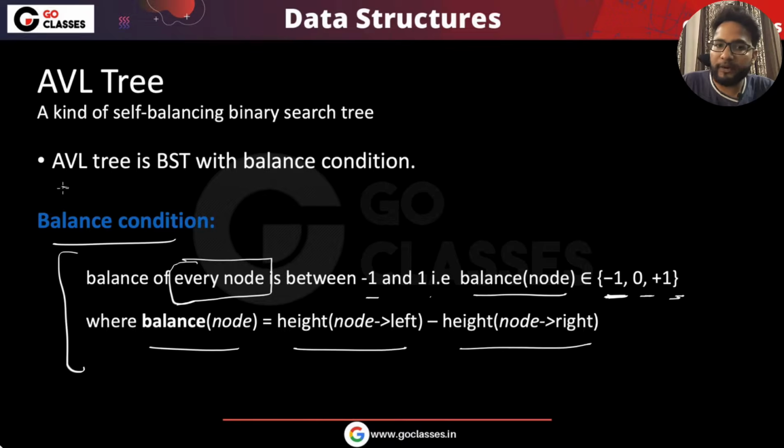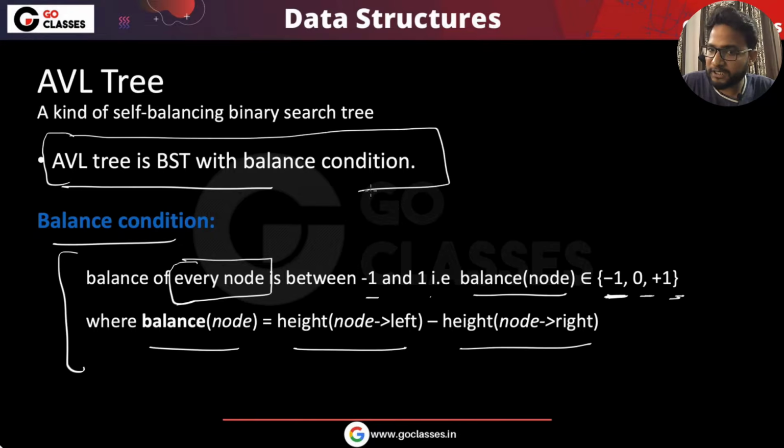I mean an AVL tree has to be a binary search tree first of all. So an AVL tree cannot be a random tree, it has to be a binary search tree. And then on top of this, because I am improving the binary search tree, I will say that it should also follow the balance condition. And what is the balance condition? It says that for every node the balance will be either -1, 0 or +1. And how to find the balance? I will use this formula, which says left minus right height.